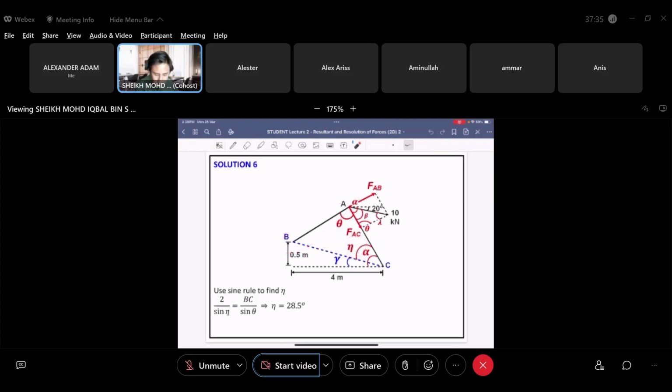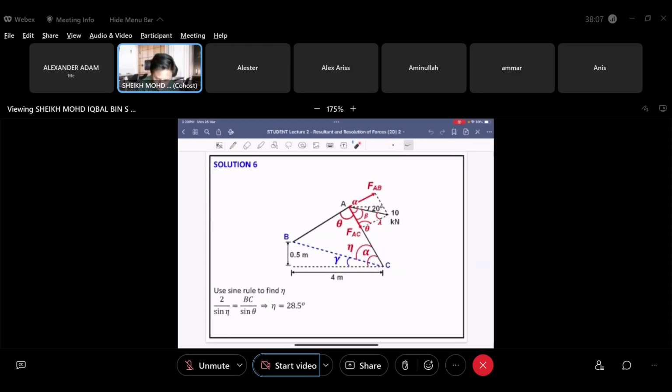So eta here will be 28.5 degree. So here it will be 28.5 degree, right? So now we have solved the second triangle. Now the data that we have from the second triangle, we can incorporate into the triangle that we wanted to solve in the first place, but could not because we didn't have enough data, right?